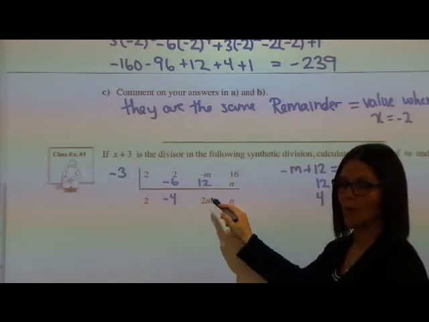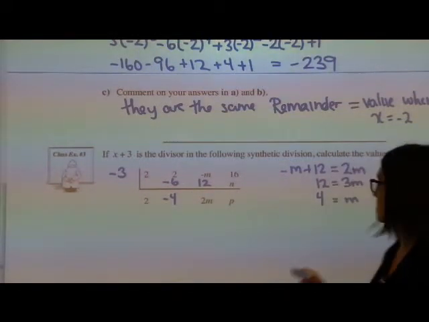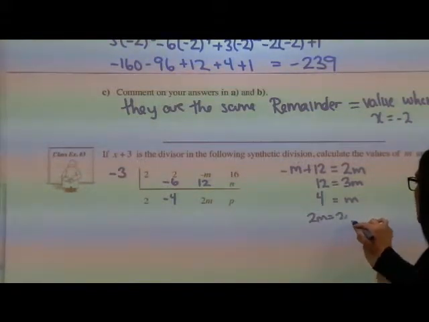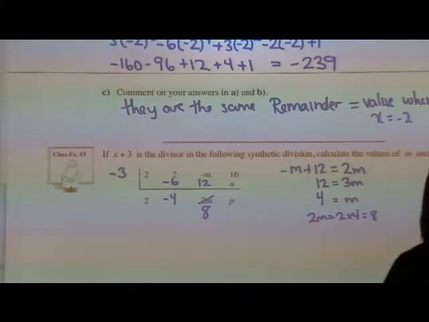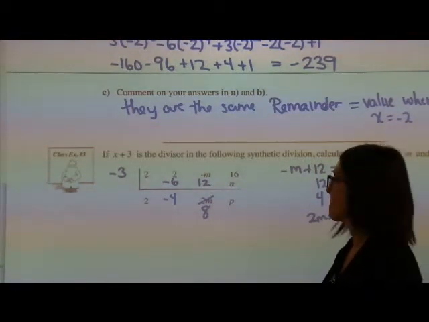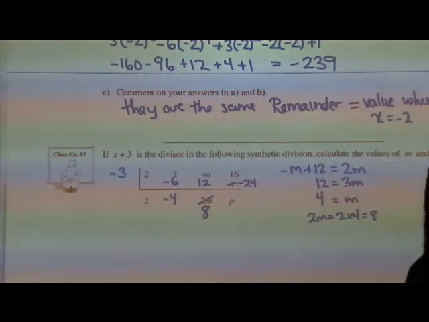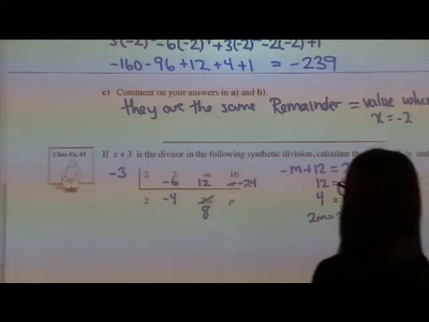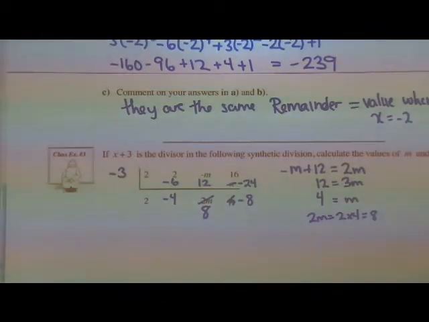So instead of 2m, now what would I have? Not 4. 2m would be 2 times 4. So this would be 8. So now when I take the 8 and I multiply it by negative 3, what do I get? So n is now negative 24. And what is 16 plus negative 24? Negative 8. So then p is negative 8. Okay?